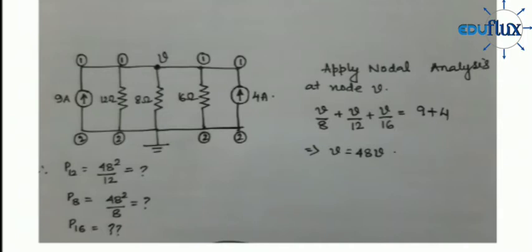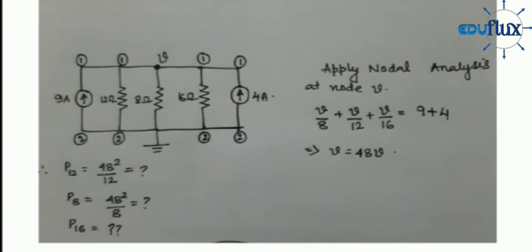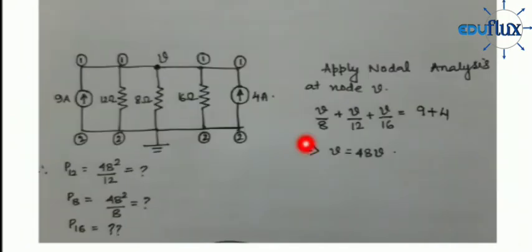Now in nodal analysis, we know that node voltages are always given with reference to something. There is some reference voltage. So let us take this node as the reference node and the top node as the node voltage V. Now a simple application of KCL will give us V by 8, which is the current through the 8 ohm resistance, and V by 12, which is the current through the 12 ohm resistance, and V by 16, which is the current through the 16 ohm resistance.